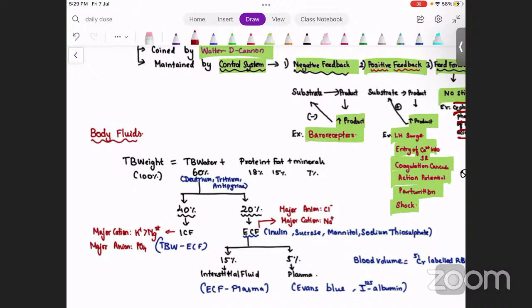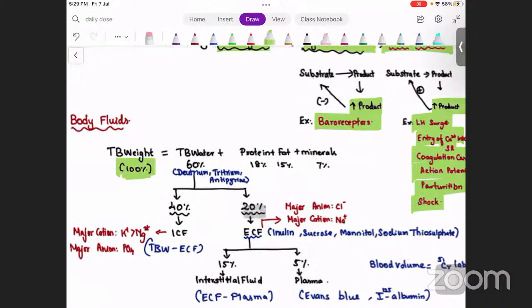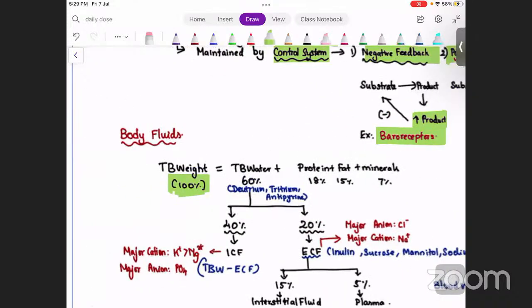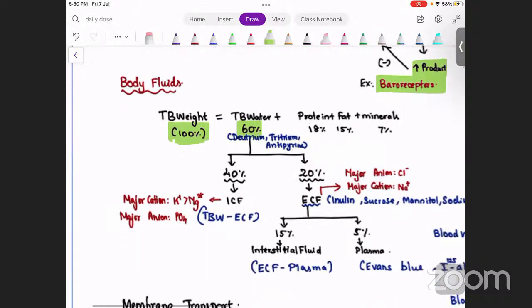Now we talk about the body fluids, people. Consider total body weight as 100%. If you take the total body weight as 100%, total body water is 60%, and the remaining will be protein, fat and minerals. Out of that 60%, 40% will be your ICF, and 20% will be your ECF.